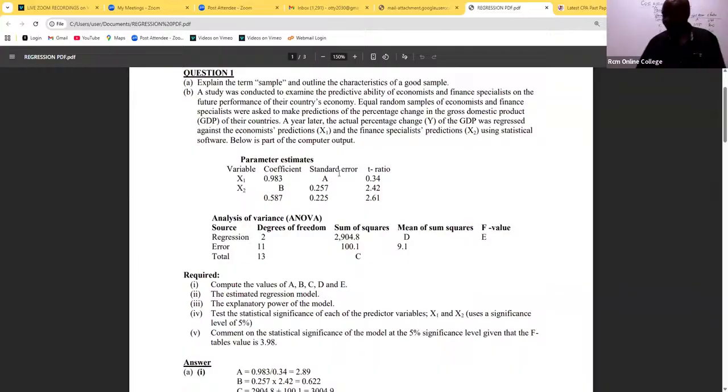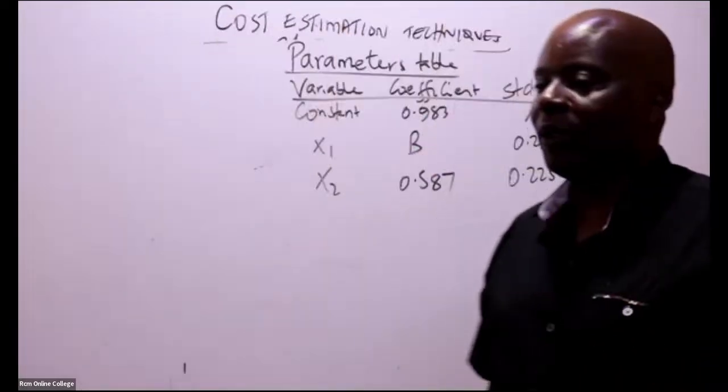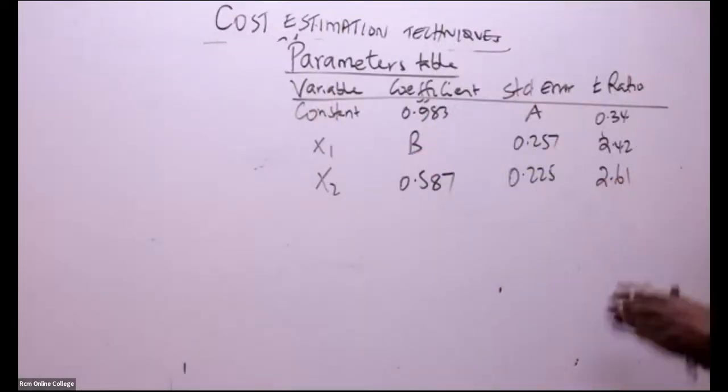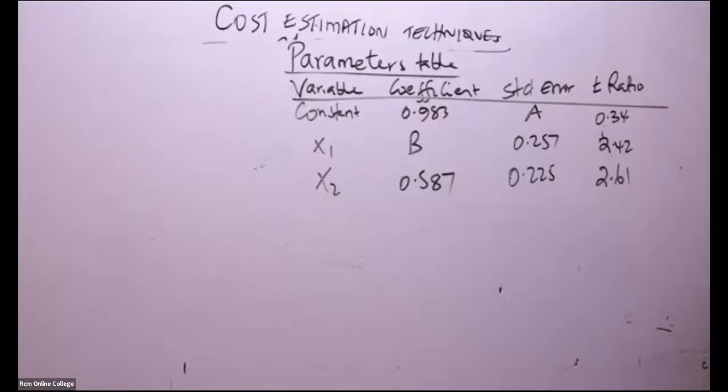What we skipped here, under the variable, we have a constant immediately beneath there. So just copy this table the way I've been able to draw it here. We have the parameter estimates, or the parameters table. The variable column has constant, x1, x2, coefficient 0.983, b 0.587, standard error 0.257, 0.225. T ratios are also given there.